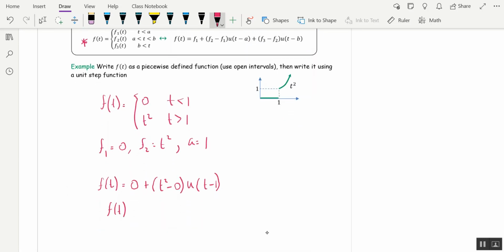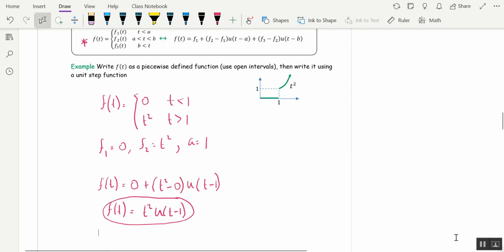So using the rule above that I said to memorize, f of t can be written like this. f1, which is 0, plus f2 minus f1, t squared minus 0, and you do need the parentheses, u of t minus 1. Let's clean that up. f of t is just t squared times u of t minus 1. And that works. If t is less than 1, f is 0. And if t is bigger than 1, f is t squared. And we'll work more with this in class and in the next lecture. And that's the end of this section.